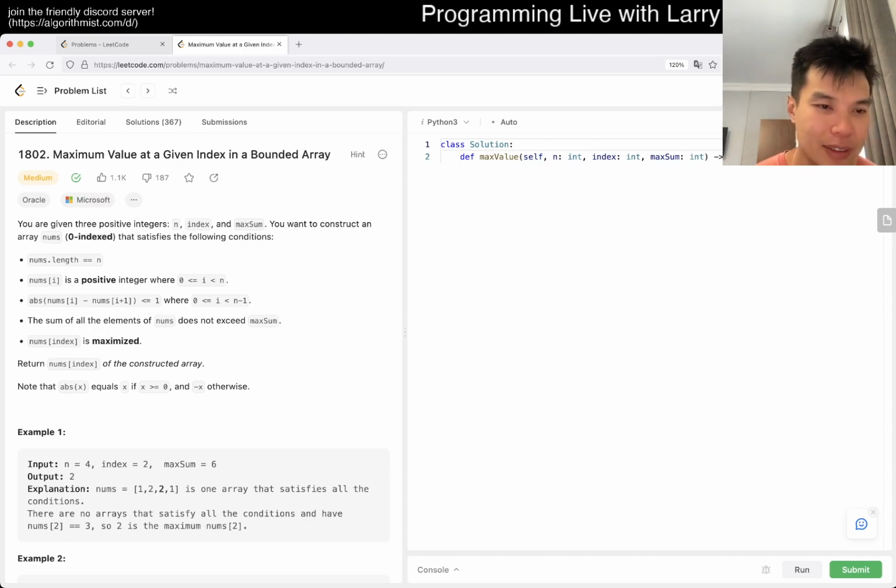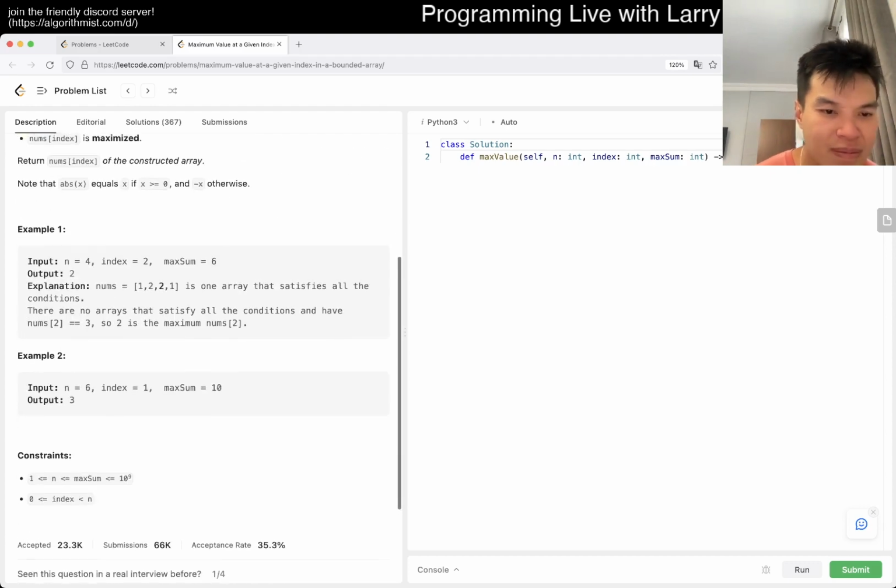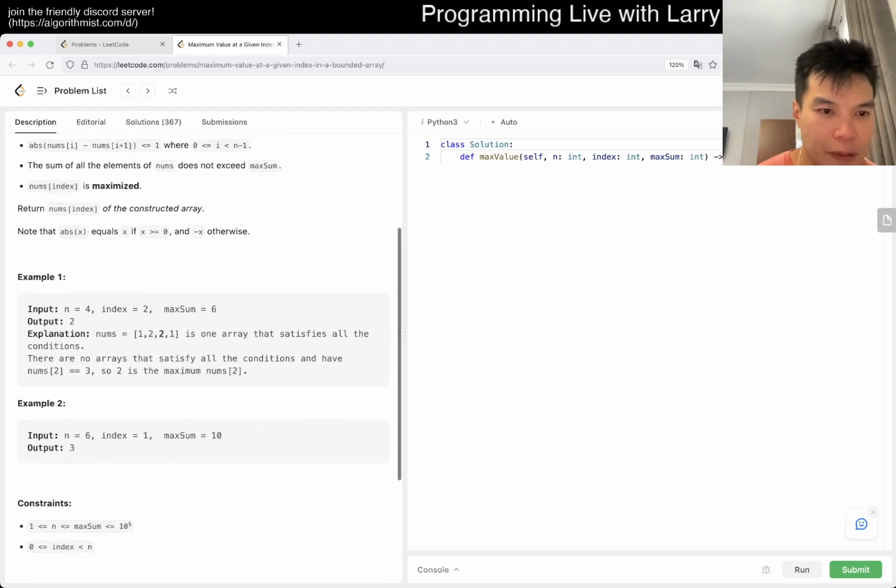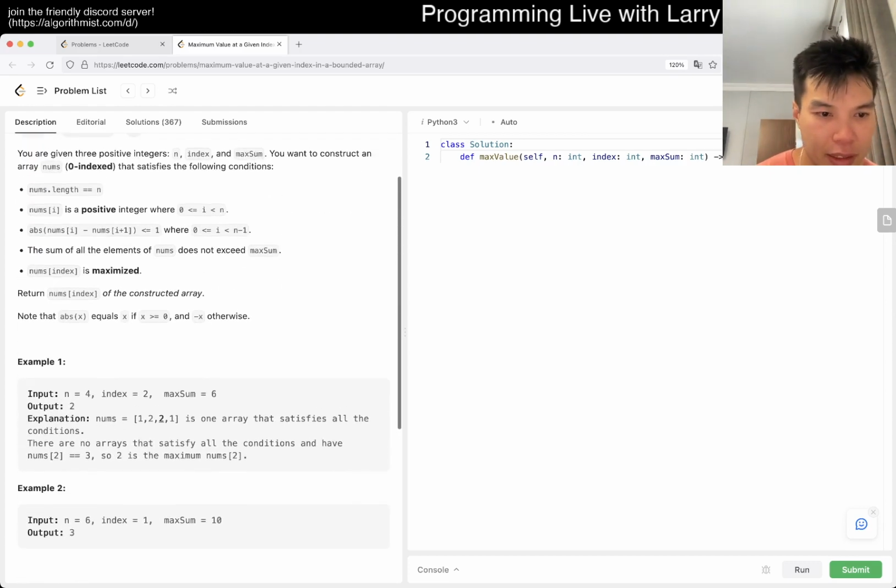Nums of i is positive. Adjacent numbers differ by at most one. The sum of all the elements of nums does not exceed max sum. Nums of index is maximized. Okay. So basically, nums of index is maximized. Okay.